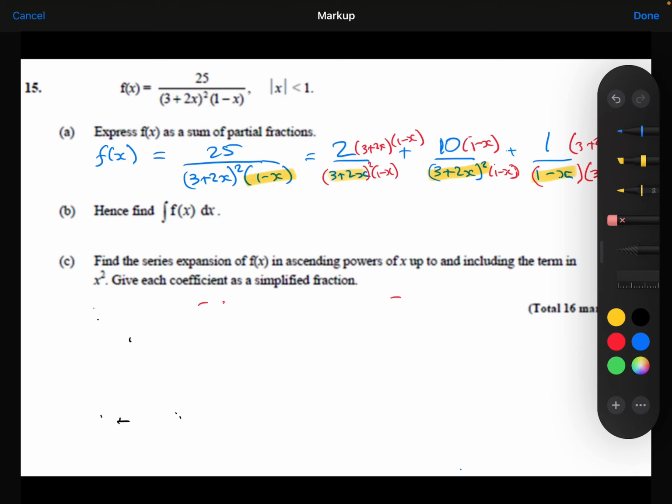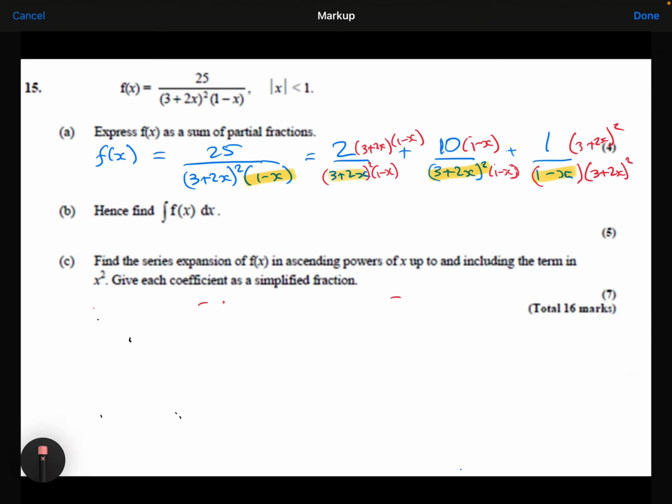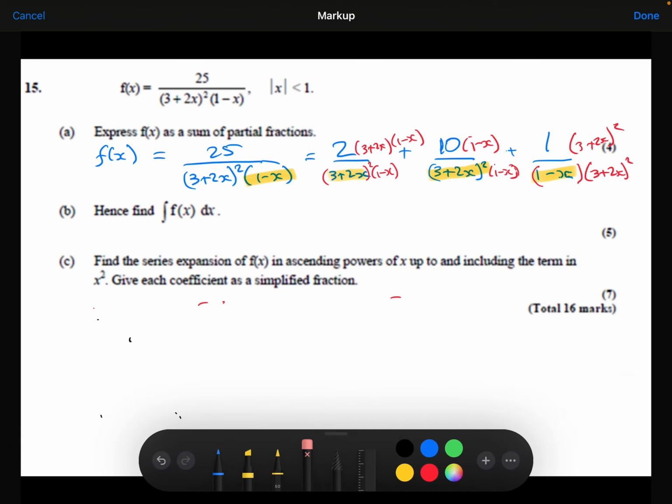So my final answer for part A, we are saying that splitting this up into partial fractions, again, all of this red was just my working out, so we don't need that.